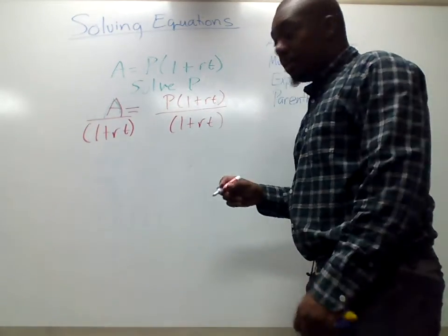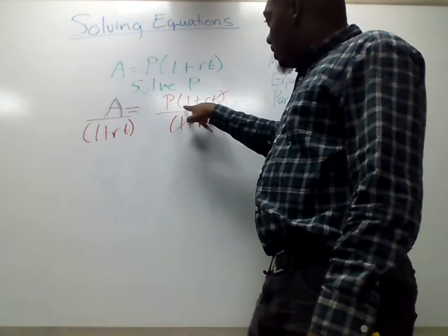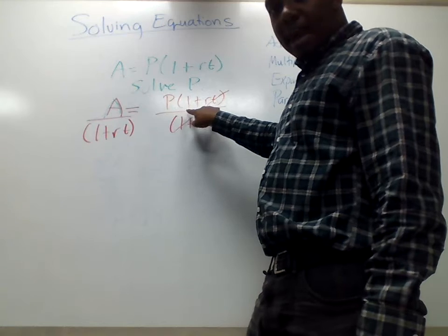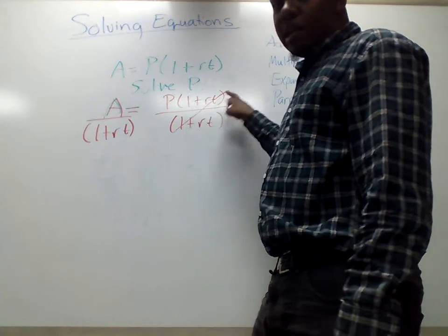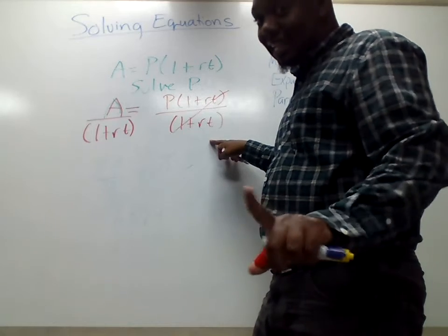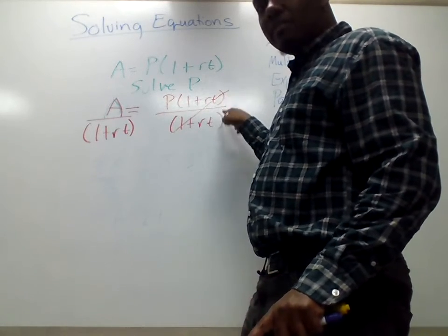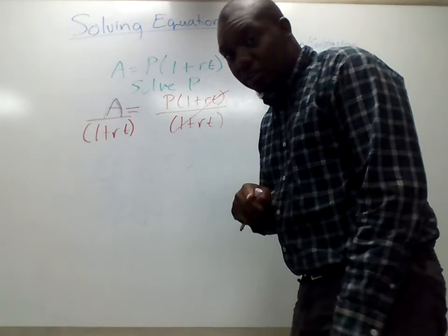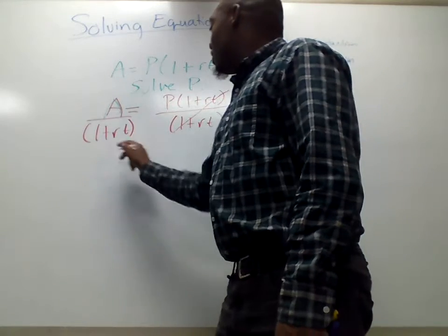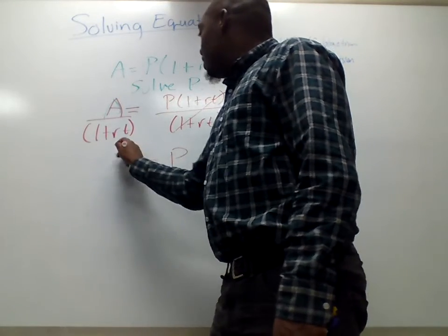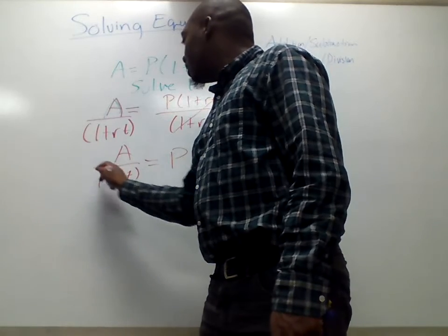And when I do that, remember these divide to 1. The entire thing divides to 1 because both of them have the parentheses, 1 plus RT. It's not 1 divided by 1 and RT divided by RT. That is not the case. The case is that the entire set of parentheses is being divided by itself. That is also a very common mistake made. Don't make it. So we end up with P equals A divided by 1 plus RT.